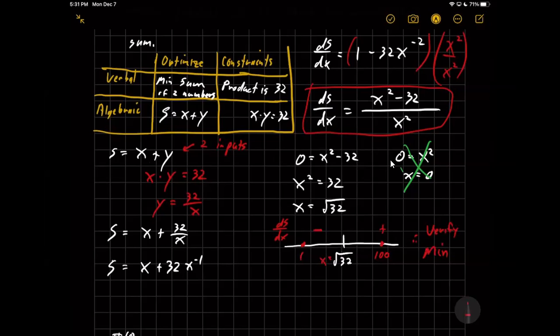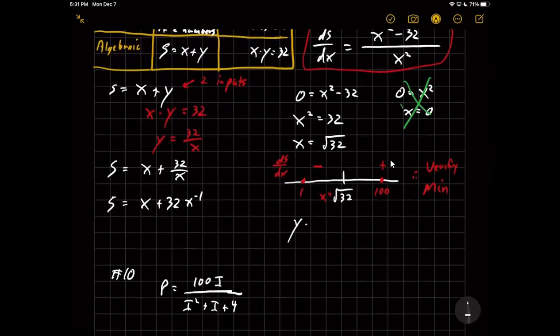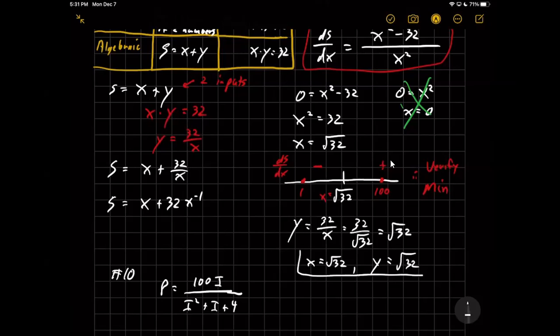Now the last thing to do is find the two numbers. Going back to white here, we know that y is equal to 32 over x. So 32 over the square root of 32 is also the square root of 32. So we have the solution that x is the square root of 32 and y is the square root of 32. Those are the solution to the problem, and we have verified that it gives you a minimum sum.